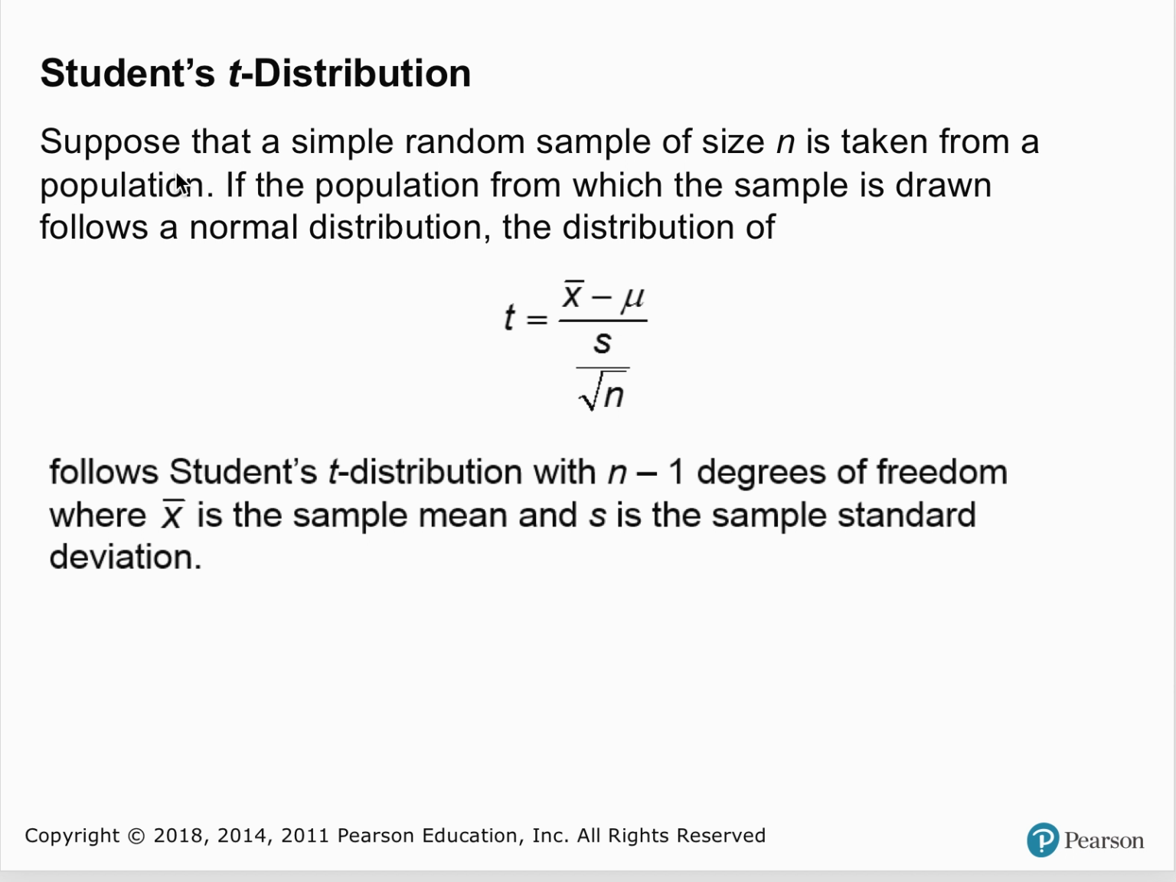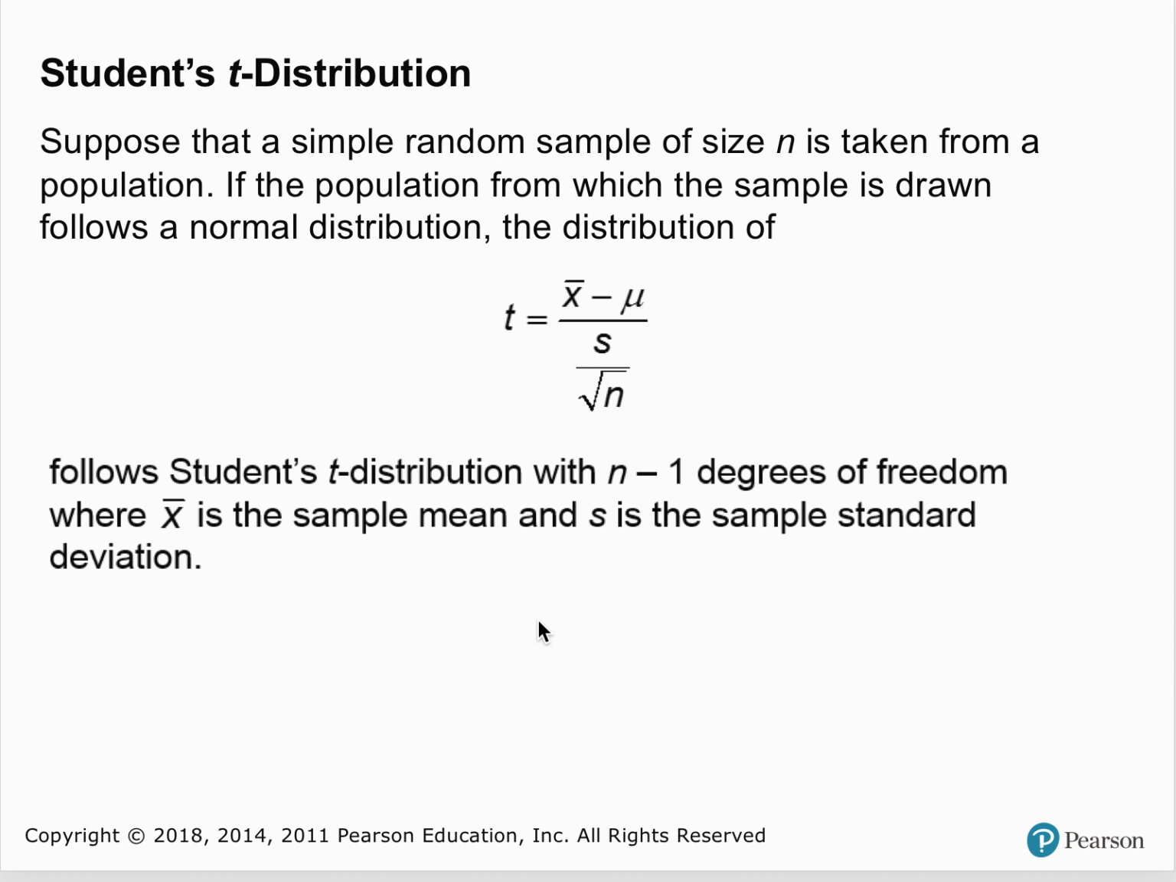Suppose that a simple random sample of size n is taken from a population. If the population from which the sample is drawn follows a normal distribution, then the distribution of t is from this formula. This is the student's t distribution with n minus 1 degrees of freedom, where, of course, x bar is the sample mean, and S is the sample standard deviation.